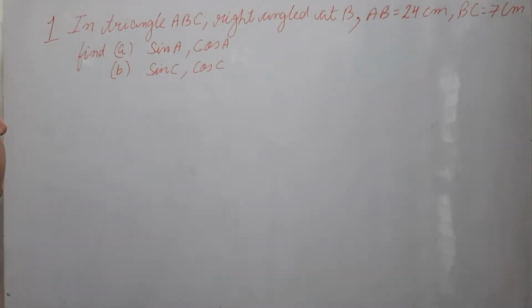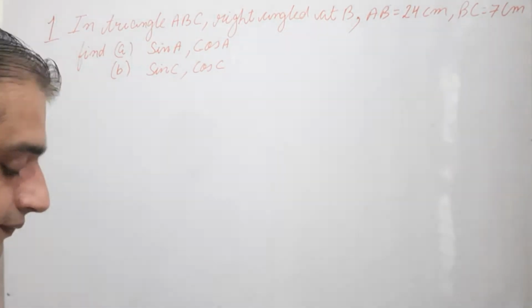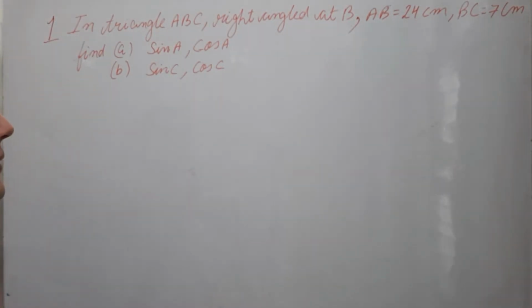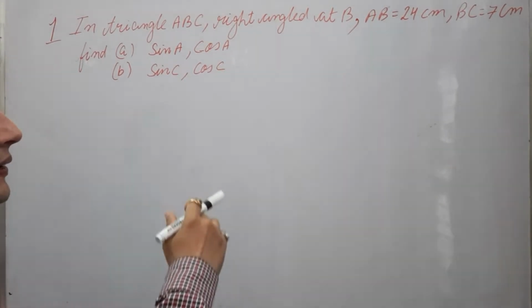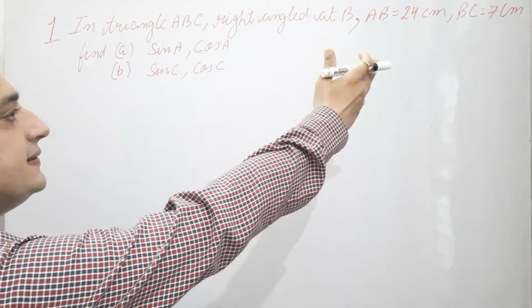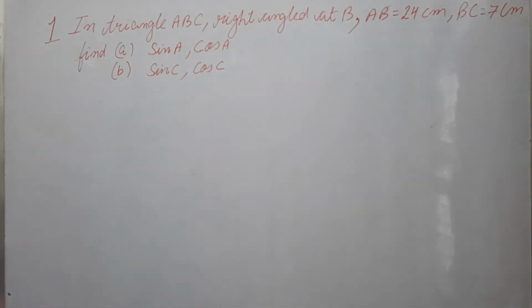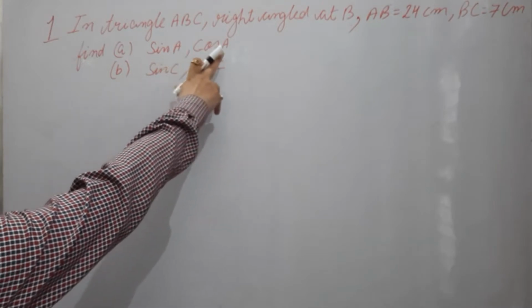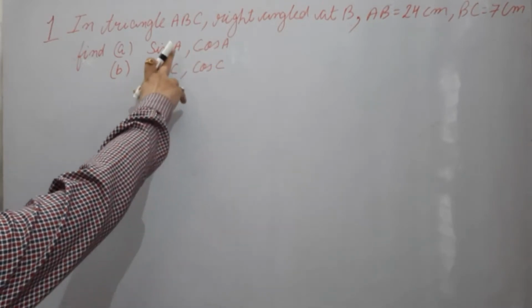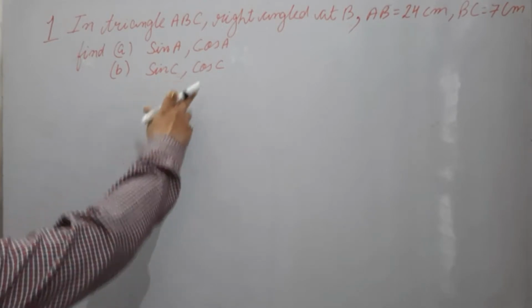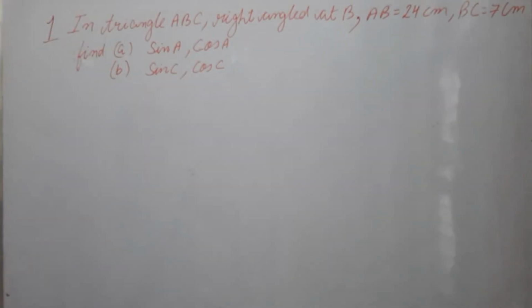Let's start the exercise 8.1. In triangle ABC, which is right-angled at B, AB is equal to 24 centimeters, one side, and BC is equal to 7 centimeters, another side. Find the sine of one acute angle, the cosine of that angle, the sine of another acute angle, that is C, and the cosine of angle C.